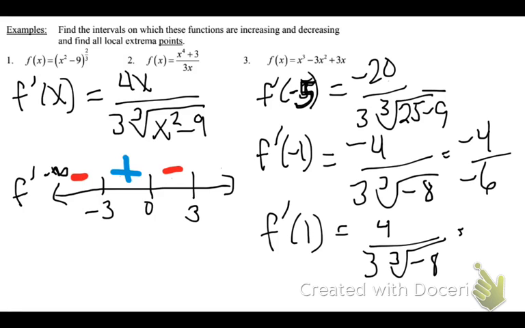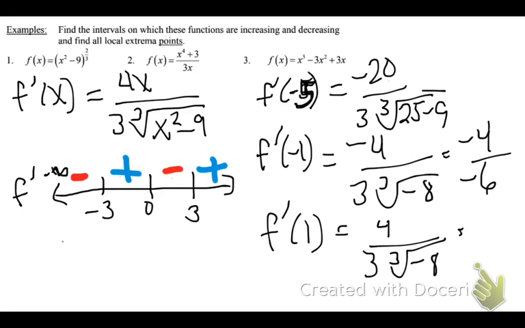And then let's check the final one. And it doesn't always alternate. We're going to see an example where it won't alternate. So you do always have to check these. So when we check, let's put in 5. That would be 4 times 5 is a positive 20. So f prime of 5 gives me a positive 20 over a positive number on the bottom, because cubed root of 25 minus 9 is positive. So my output for anything between 3 and infinity will be positive.